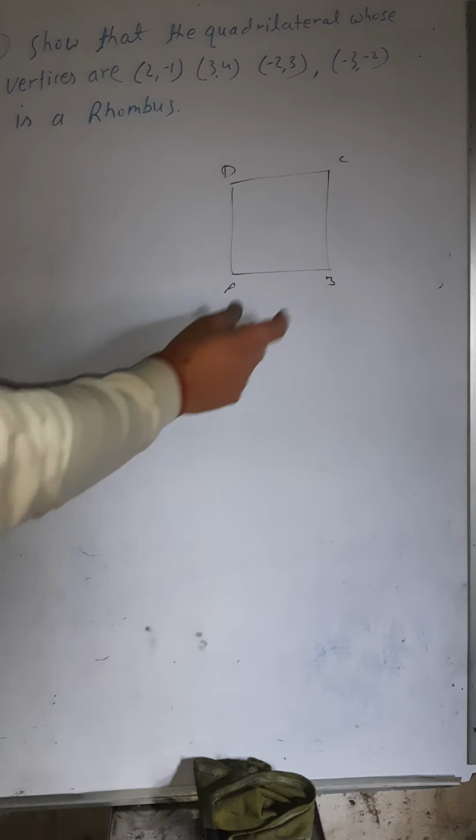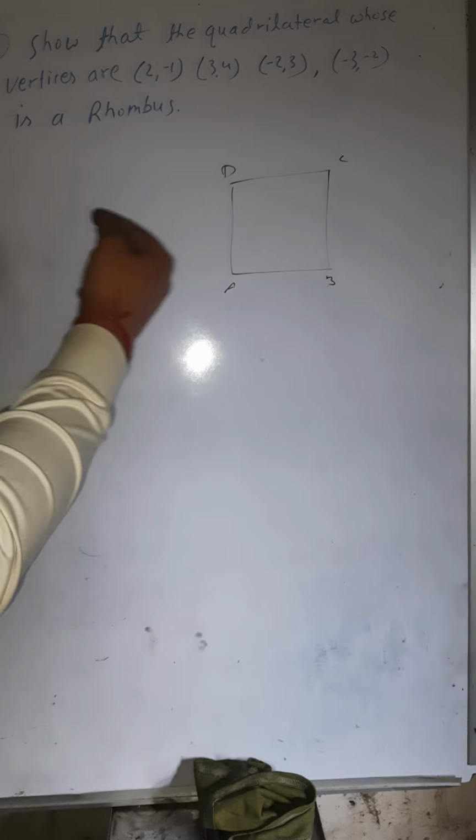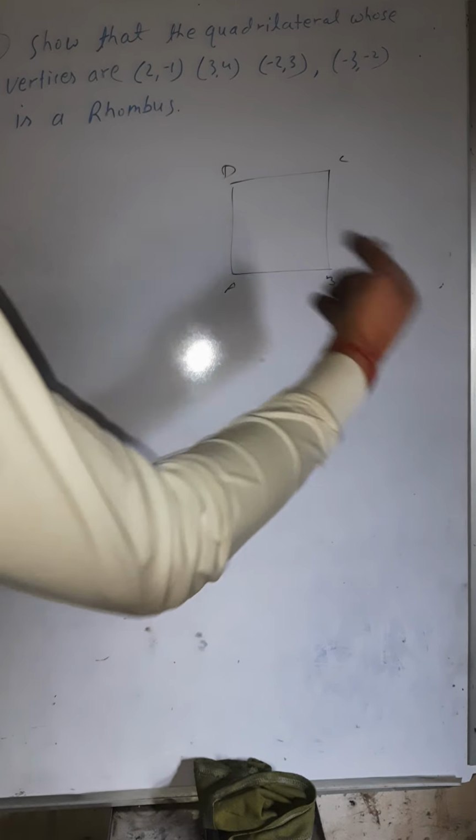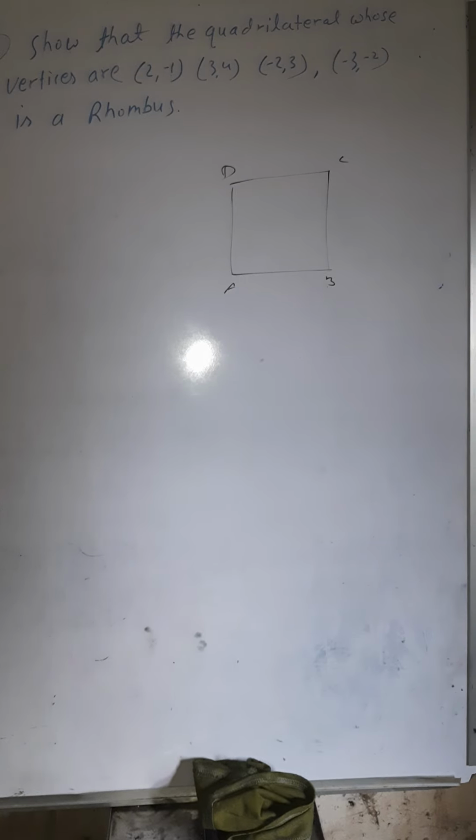So what you have to find out? First find out AB, then BC, then CD, then AD. All should come the same. Now if AB equals BC equals CD equals AD, then you can say yes, hence it is a rhombus. Okay dear? Do it on your own. See you in the next lecture.